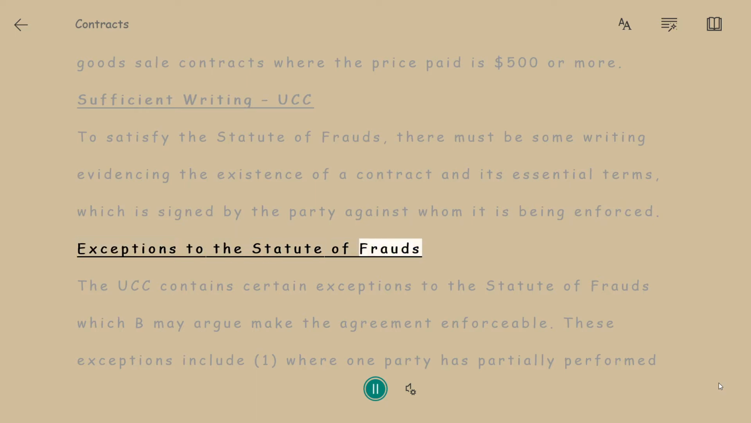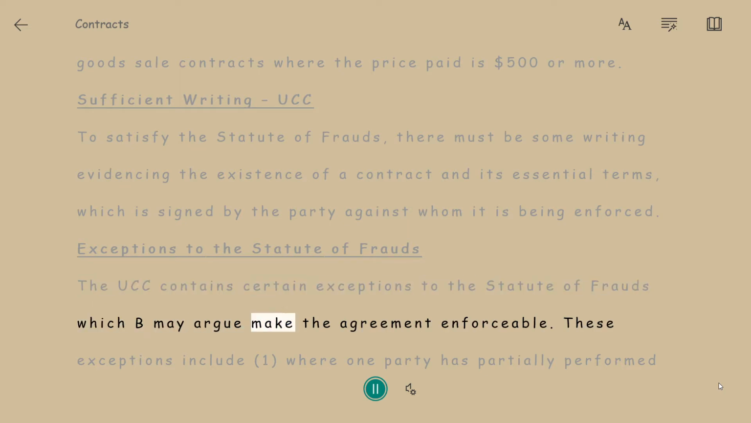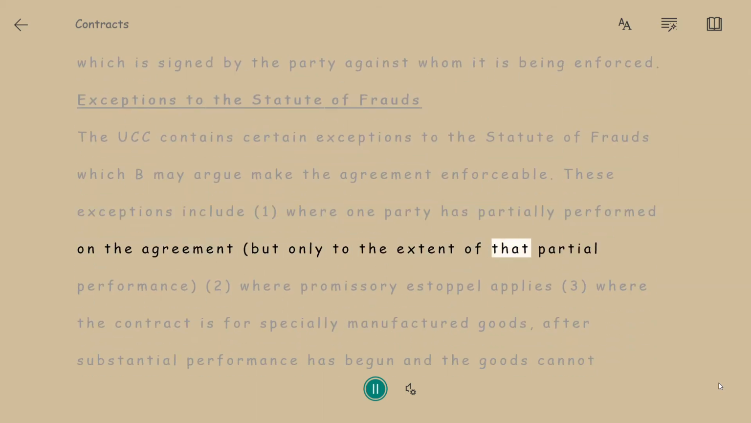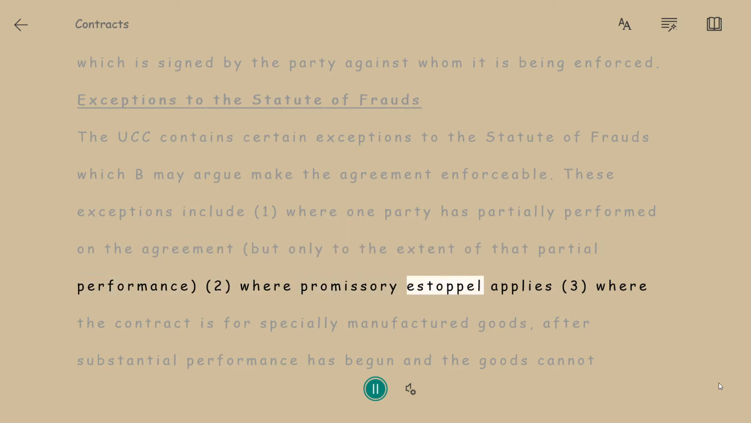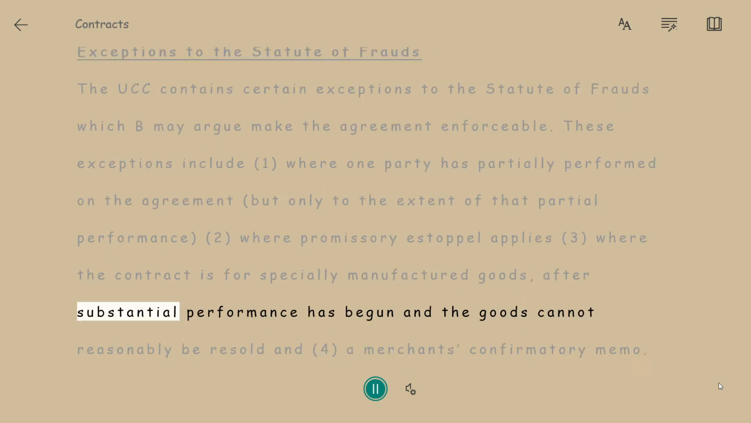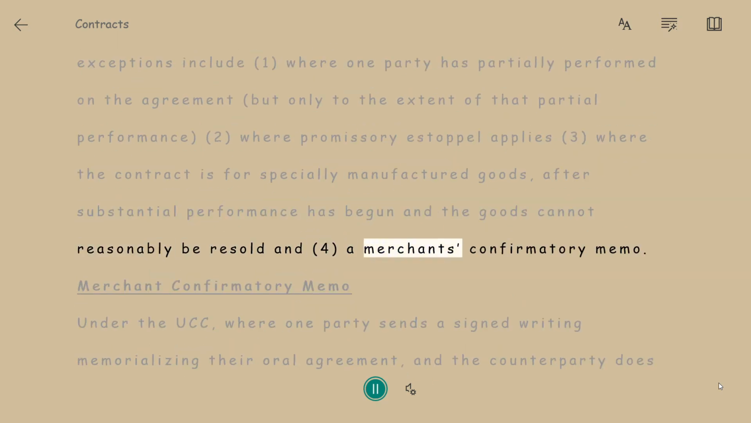Exceptions to the statute of frauds. The UCC contains certain exceptions to the statute of frauds which we may argue make the agreement enforceable. These exceptions include 1. Where one party has partially performed on the agreement, but only to the extent of that partial performance, 2. Where promissory estoppel applies, 3. Where the contract is for specially manufactured goods, after substantial performance has begun and the goods cannot reasonably be resold, and 4. A merchant's confirmatory memo.